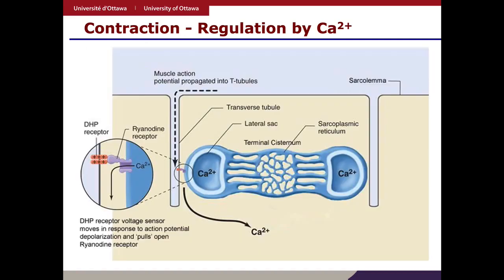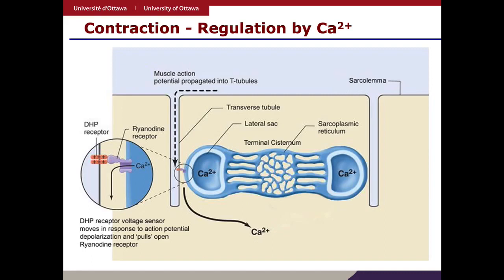This cartoon shows a different view of a T-tubule and a terminal cisternum, and a close-up of the DHP and ryanodine receptors spanning the gap between the two membranes. Notice that the two proteins are physically connected. Let's see how this works.